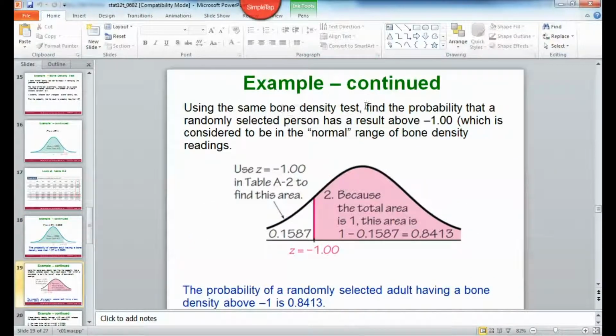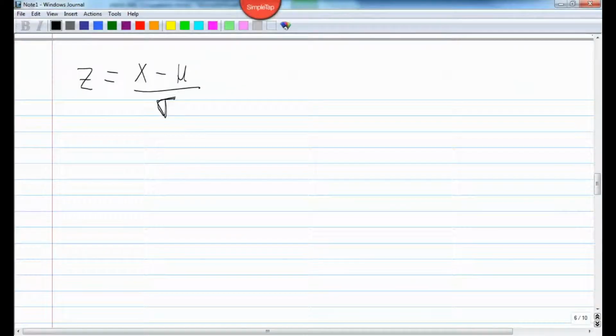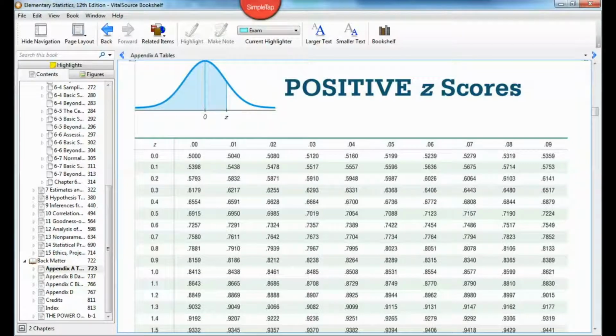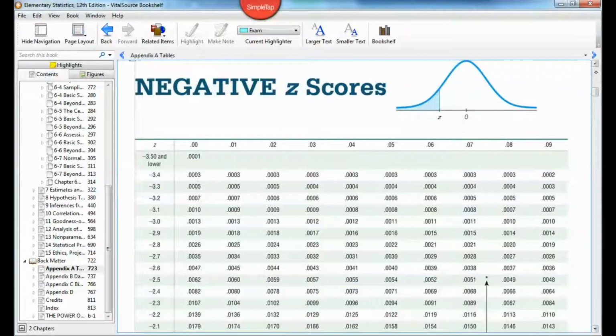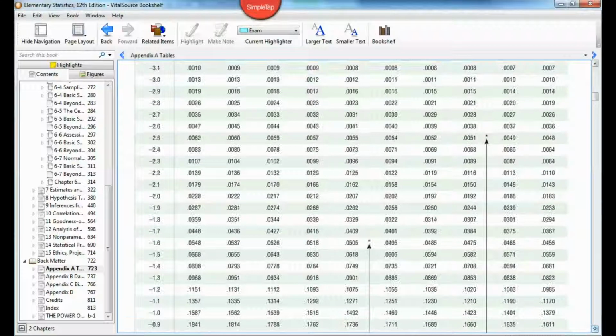Now it says, using the same bone density test, find the probability that a randomly selected person has a result above, meaning greater than, negative 1.00. So we want to know the probability that z is greater than negative 1.00. So let's look at our z-score chart. Let's go to the negative part of the z-score chart. Now, we want to know the probability greater than negative 1.00, so we still need to look up negative 1.00. Negative 1.0, and then the first column is 0. We have an area of 0.1587.